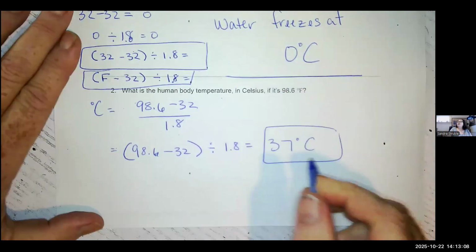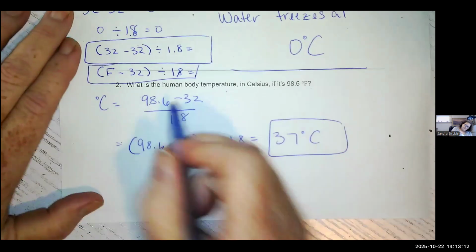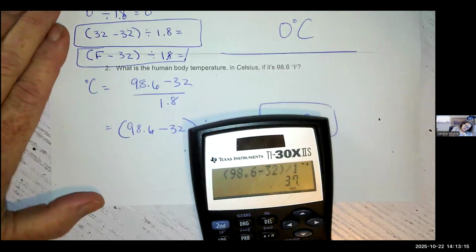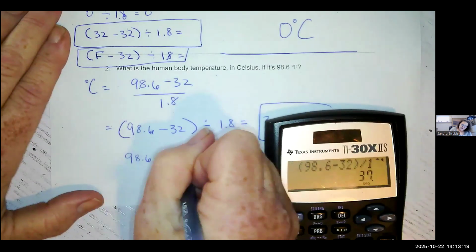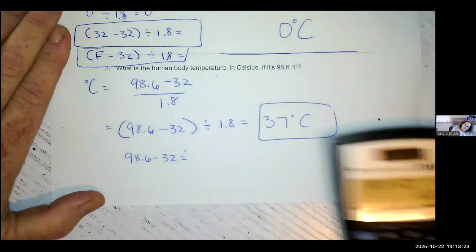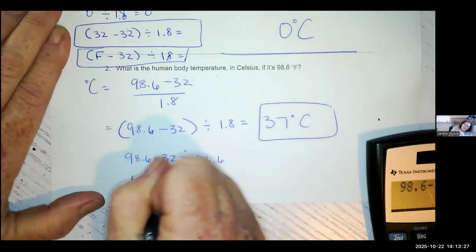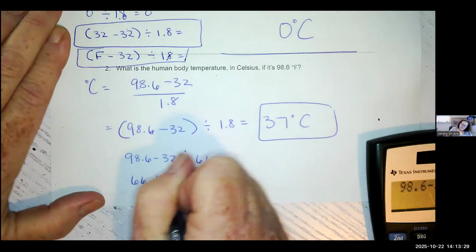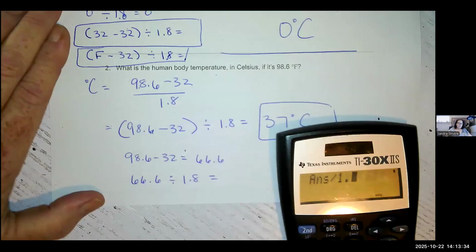If you don't like to put it all at once, you could go 98.6 minus 32 equals, and I got 66.6. And then you'll just take that 66.6 and divide it by 1.8 equals 37. Okay, your choice which one you decide to go with.